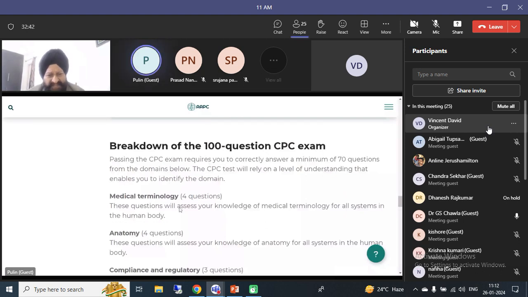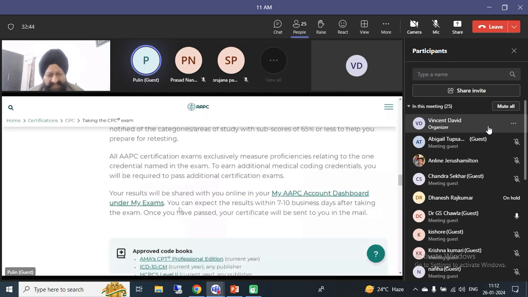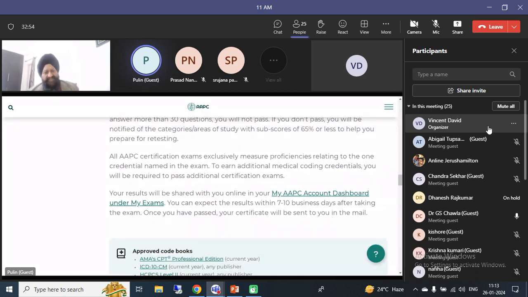So we need to prepare thoroughly about the guidelines, how to find the code, and which guideline to apply in which circumstance. All these things we have to understand, and then we can pass this certification. This certification exam is not too difficult or too easy. With a little bit of consistent effort, anyone can pass within 2 to 3 months. We have to prepare on a daily basis.